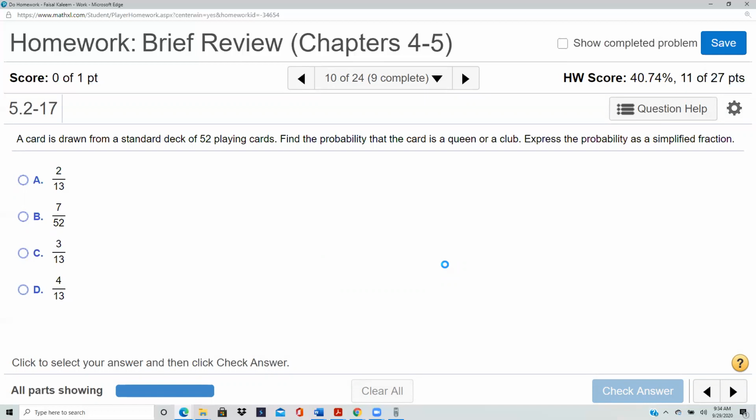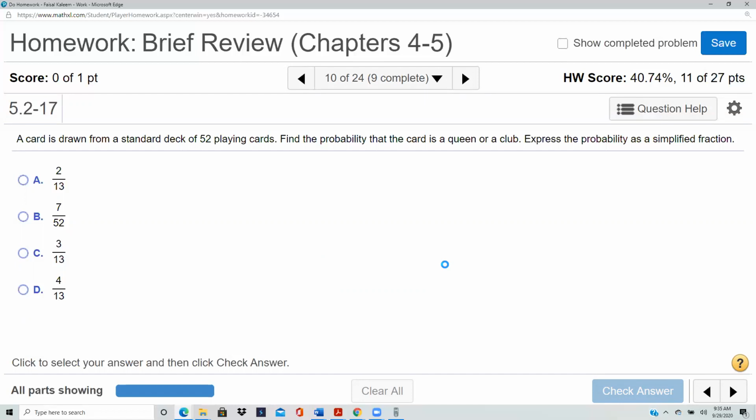A card is drawn from 52. Find the probability that the card is a queen or a club. Express the probability as a simplified fraction. Okay. So how many queens? 4. And how many clubs?